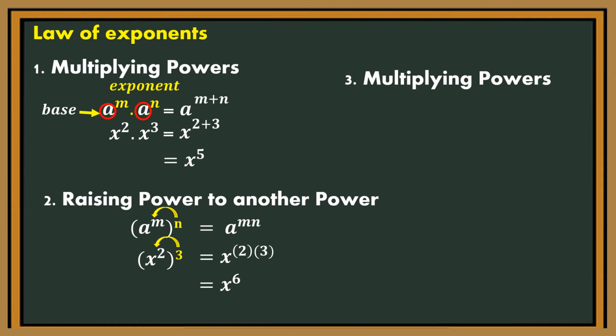Number 3, the power of a product. The quantity of ab raised to the m power. So you have to distribute the exponent outside to the inside. So we will have now a raised to m and b raised to m. Example, the quantity of xy raised to m. Just distribute: x raised to m and y raised to m.